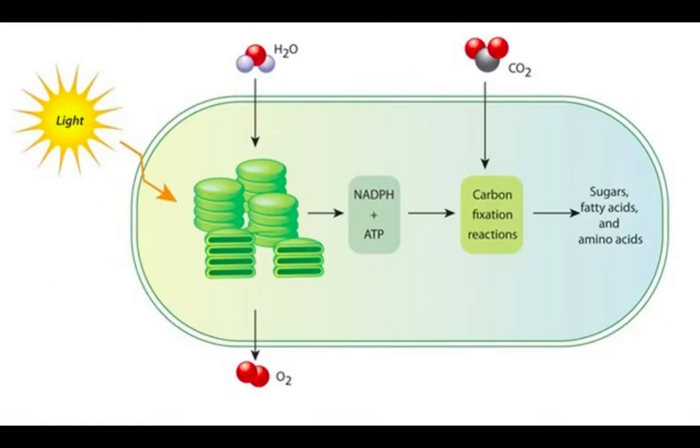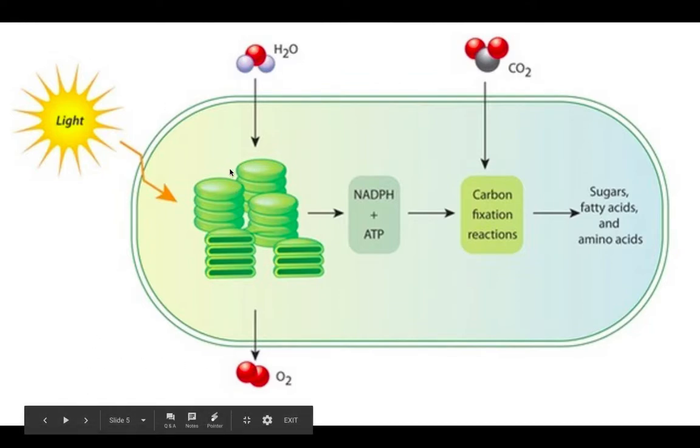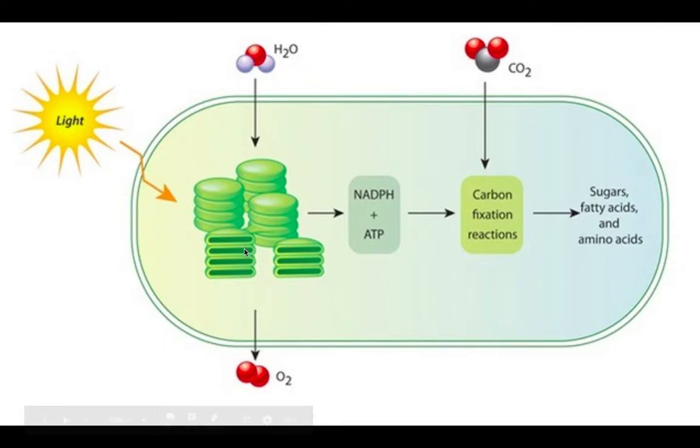Here's a picture of a chloroplast, and these green discs here are your thylakoids. They are in stacks called grana, and after the light reactions take place, NADPH and ATP go out into the stroma, and they go through the light-independent reactions.